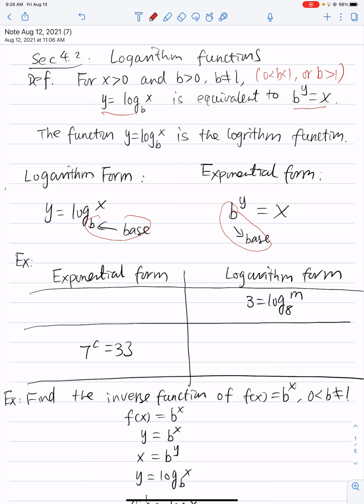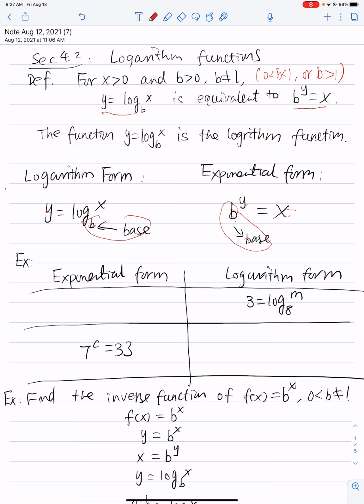See? If you keep the base b, y used to be on the same side as the base b, now it will be on the other side. And x used to be on a different side from base b, now it will be on the same side. That will be how you remember these formulas. Okay, so now let's practice.